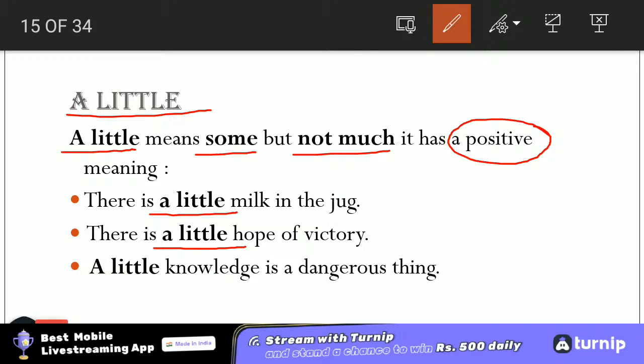And a little knowledge is a dangerous thing. थोड़ी सी नॉलेज किसी बारे में, पूरी नॉलेज ना रखना, वो भी गलत है. आपको आधा काम करना आता है और पूरा काम करना नहीं आता और गड़बड़ कर दो, तो that's also not good. A little knowledge is a dangerous thing. This is a proverb as well. So remember, a little knowledge is a dangerous thing.